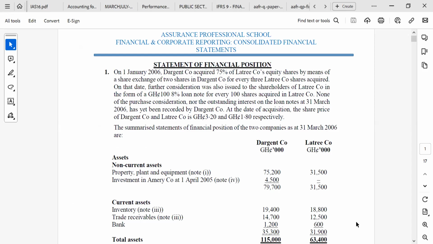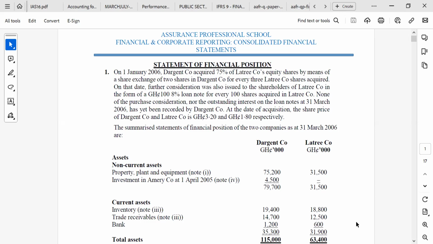But what are they saying here? The outstanding interest on the loan note at 31 March 2006 has not yet been recorded by Tangent Co. Let's come here. So the loan note was issued on 1st January 2006, and the reporting period is 31 March 2006. It means that we're supposed to pay 3 months interest on the loan, isn't it? That's correct. But this has not been paid and it has not been recorded.